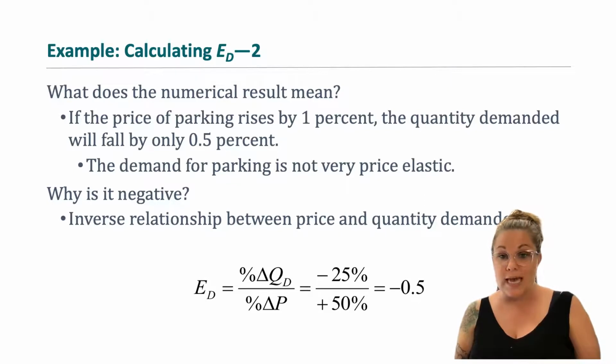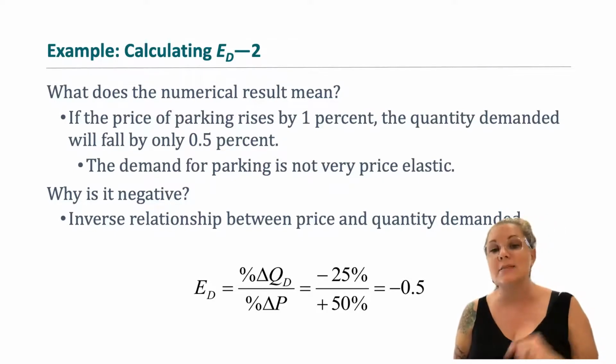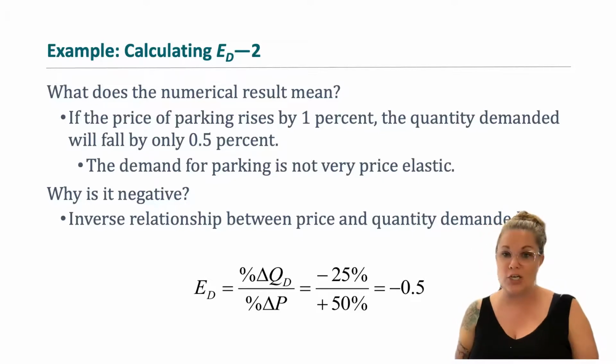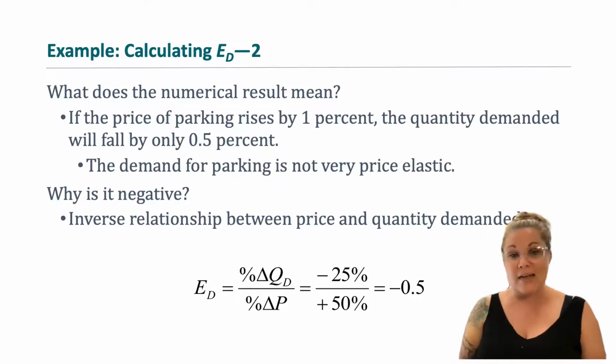In general, we say that elasticity numbers that fall between 0 and 1 tend to be inelastic, meaning that the response is smaller than the initial change itself. And it's negative because of the law of demand. Prices and quantity demanded move in opposite directions.